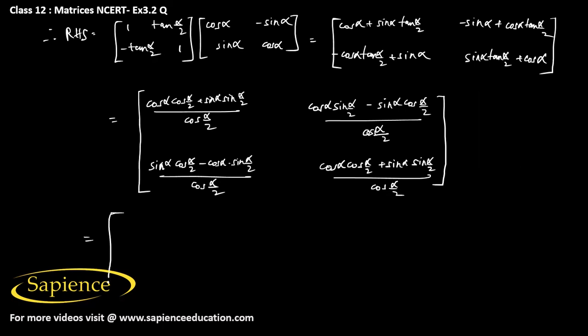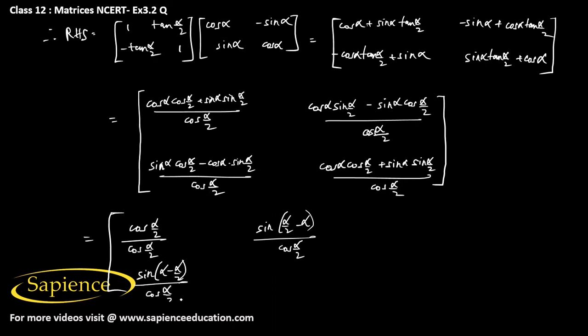Now cos A cos B plus sin A sin B is cos of A minus B. So this will be cos alpha by 2, and here also this is cos alpha by 2. And this is sin A cos B minus cos A sin B, so this is sin of A minus B. So this is sin of alpha minus alpha by 2 over cos alpha by 2. And this is also sin A cos B minus cos A sin B, so this is sin of alpha minus alpha by 2 over cos alpha by 2.